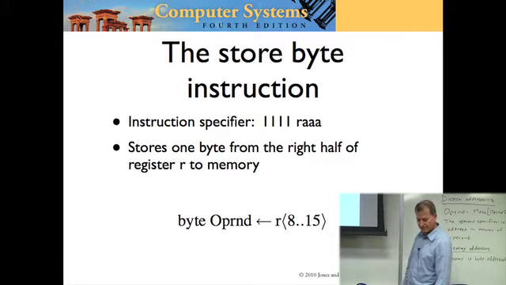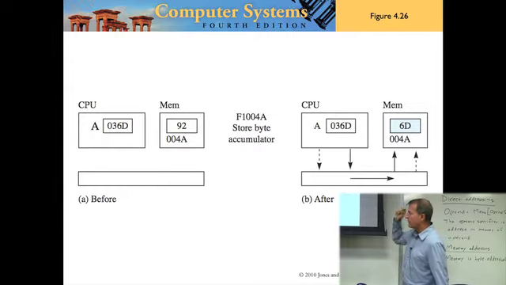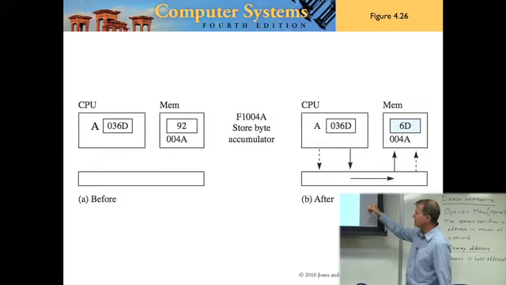Is everybody clear? So here is the store byte. If in the accumulator there's a 036D, and in memory at 004A there's a 92, then if you do store byte, that 92 changes to 6D, because that's the right half of the accumulator. Does everybody see how that works? These figures are all in the book.